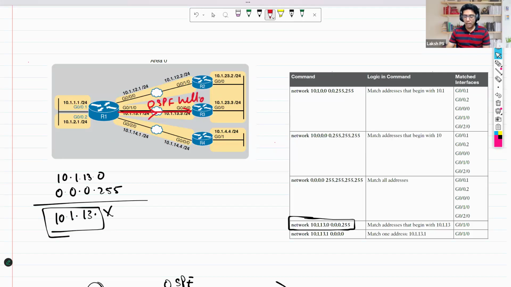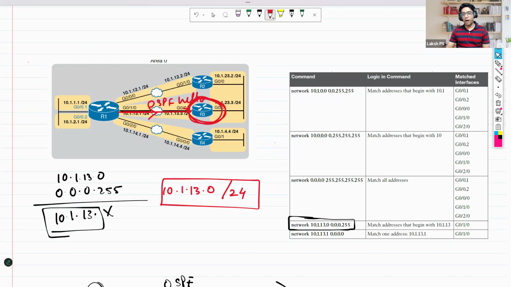Correct? The OSPF hello message is sent. This is what we had discussed. And over here, the 10.1.13.0/24 network is advertised only to R3. None of the other networks, 12.1, 14.1, 2.1, 1.1, are known to R3. This is what we had discussed. Correct? Right? So R3 only knows about the 10.1.13 network.